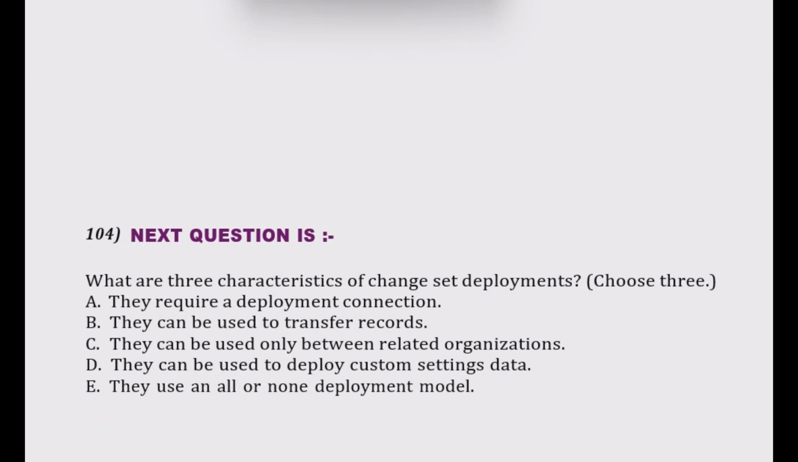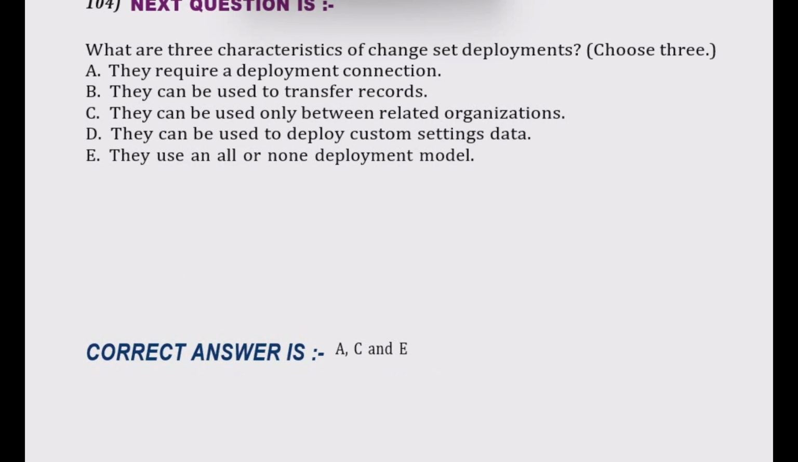Question is what are the three characteristics of change set deployments? Option A. They require a deployment connection. Option B. They can be used to transfer records. Option C. They can be used only between related organizations. Option D. They can be used to deploy custom settings data. Option E. They can use an all or none deployment model. Correct answer is option A, C, and option E.